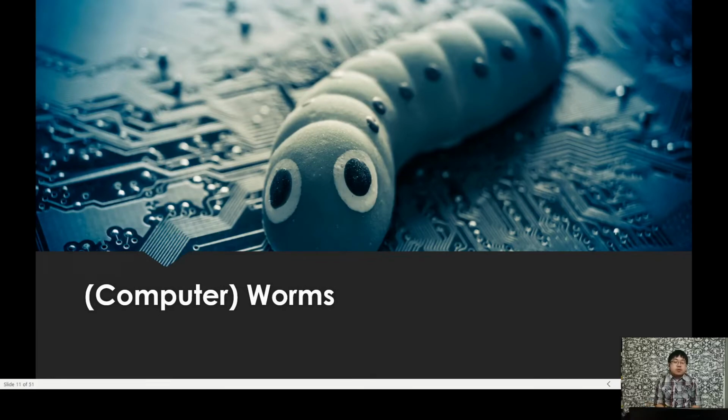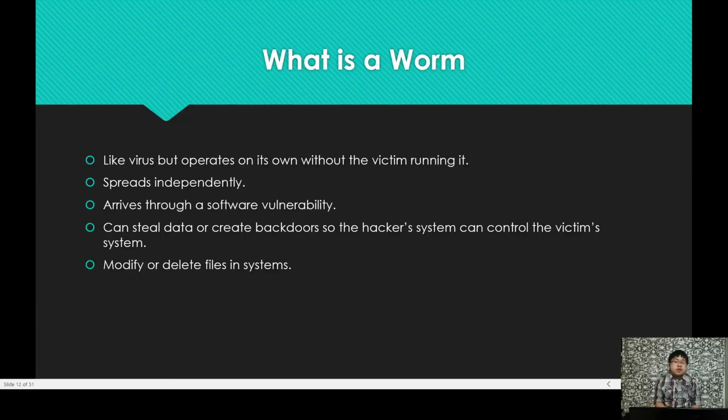Next is the worm, also known as a computer worm. So what is a worm? It's like a virus, but it operates on its own without the victim running it. It spreads independently. It arrives through a software vulnerability. It can steal data or create backdoors so the hacker can control the victim's system. It modifies or deletes files in the system. So if you're comparing a worm with a virus, a worm automatically operates when it is in the system. A virus has to be run in order to process.